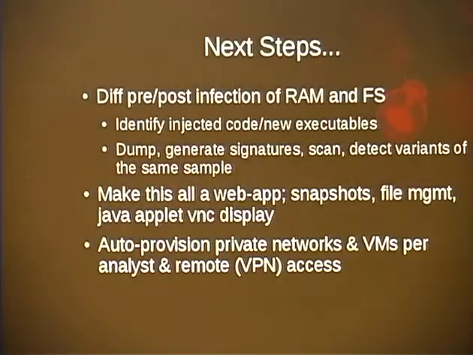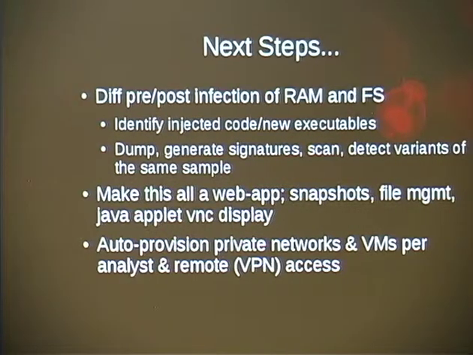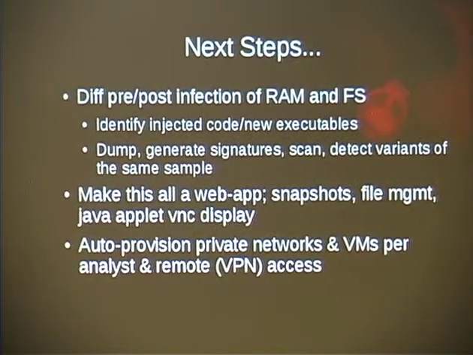All right, so next steps. I'd like to do some differential analysis of the virtual machines, pre-infection and post-infection, of both the memory and file system. Basically, I'd like to identify new sections of code that are in memory, pull those out, do analysis on them, look for new variants of the same malware sample over time, create signatures, and then scan my entire enterprise network looking for those. You can use something like Yara for that. It's a file-based signature system, and the Volatility framework actually does support Yara rules.